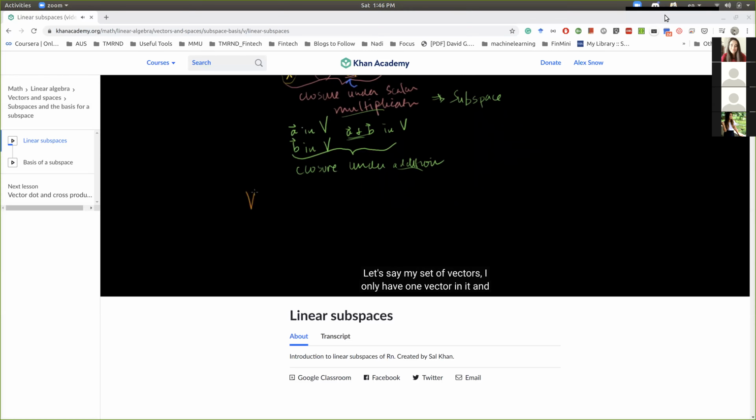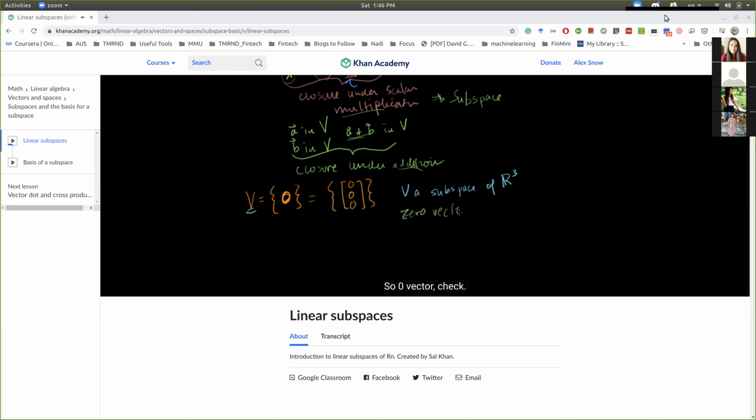So what I want to know is my set V, is V a subspace of R3? Well, in order for it to be a subspace, three conditions. It has to contain the zero vector. Well, the only thing it does contain is the zero vector, so it definitely contains the zero vector. So zero vector, check. Now, is it closed under multiplication? That means if I take any member of the set, there's only one of them, and I multiply it by any scalar, I should get another member of the set, or maybe itself. So let's see, there's only one member of the set, and that member is the zero vector.